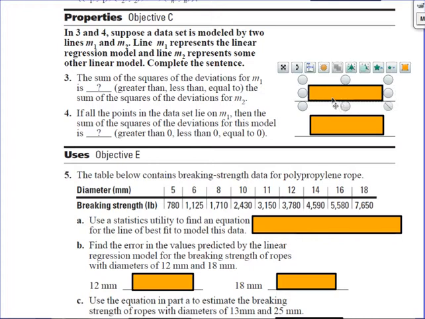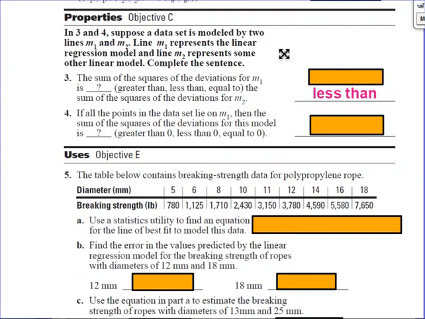Alright, for number 3, the first thing you want to know is that M1 is the linear regression model, so this is the line of best fit. It's not going to get any better. Line M2 represents some other linear model, one we came up with by hand, for example. So the sum of the squares of the deviations for M1 is going to be less than the sum of the squares of the deviations for M2, because line M1 has the absolute smallest sum of the squares of the errors that we can get. So it better be less than the sum of the squares of the deviations for M2.